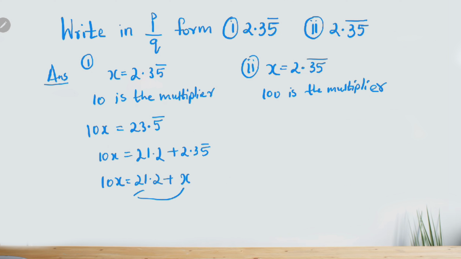Now when we take x to that side, it becomes minus: 10x minus x is 9x is equal to 21.2. So our number is 21.2 by 9. Now in p by q form, it should not be decimal. Both p and q are integers, so we can multiply by 10 and 10 to remove the decimal. Our answer is 212 by 9.